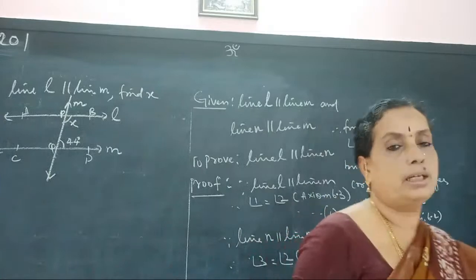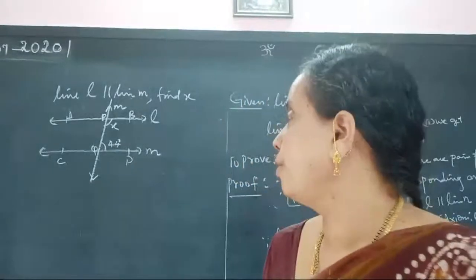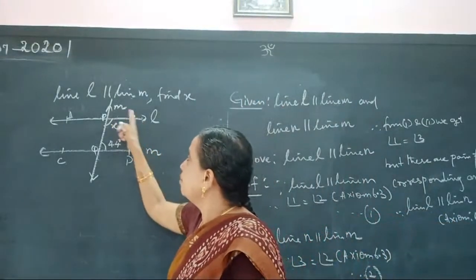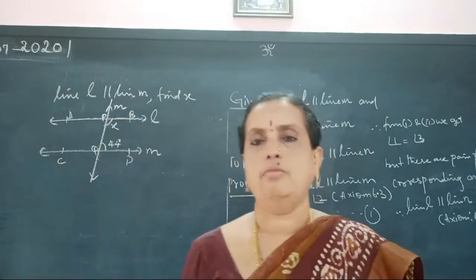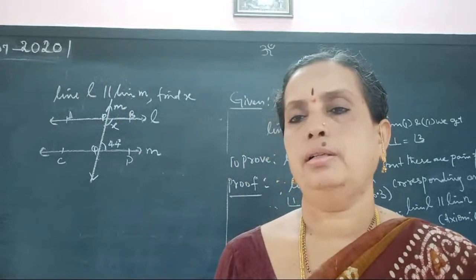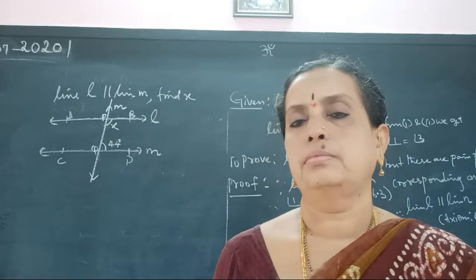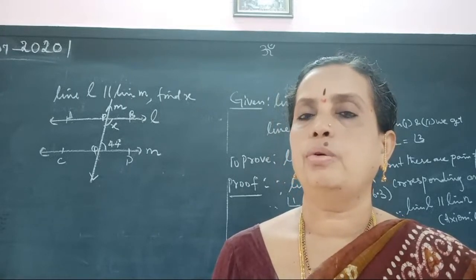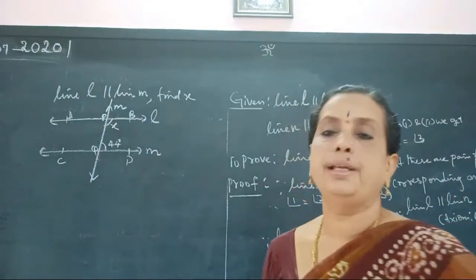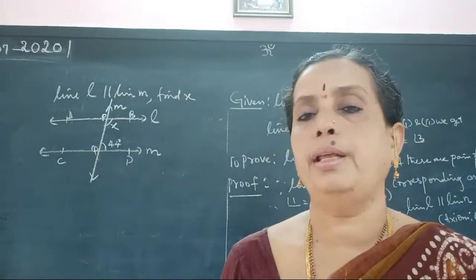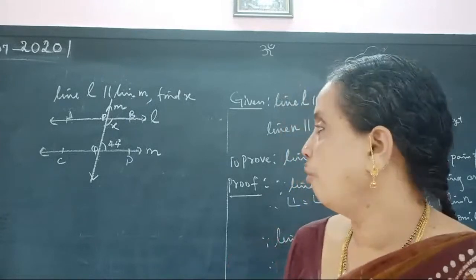What do we call those angles? The lines are parallel, so what do we call angle BPQ and angle DQP? They are co-interior angles. Sum of the co-interior angles is supplementary. We have proved that. So using that we can go with the answer.